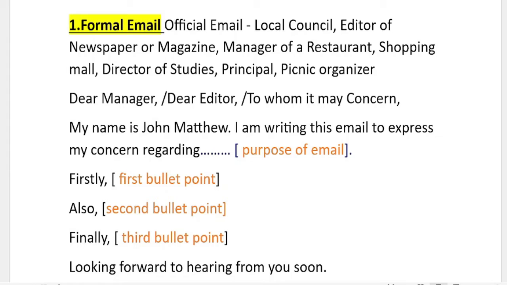When you read the question, make sure your purpose is very clear and you explain the purpose of the email. Then you have to make three small paragraphs. Firstly, you have to answer the first bullet point. Also, here you need to explain the second bullet point. Finally, here you have to explain the third bullet point.